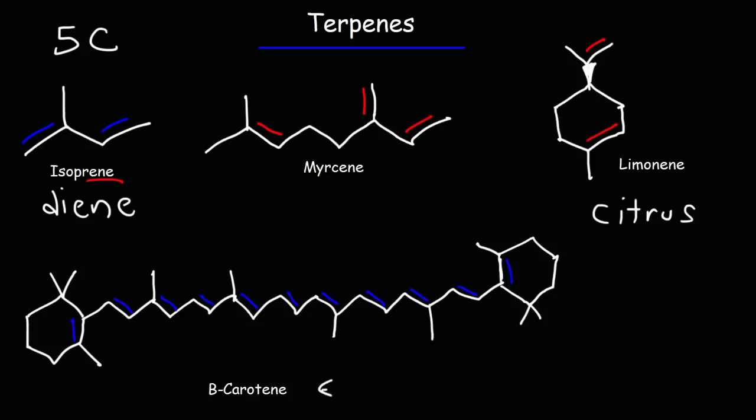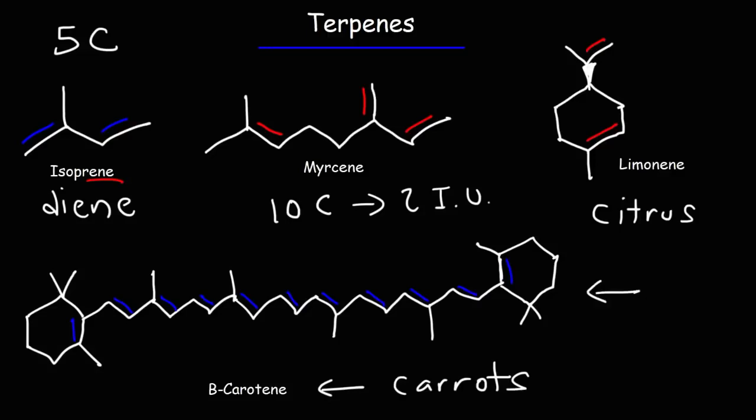And then we have beta-carotene. This is found in carrots. Myrcene has 10 carbon atoms, so therefore it's made up of 2 isoprene units. Terpenes typically have carbon atoms that are multiples of 5. Now here's a pop quiz for you, or a test question. How many isoprene units are needed to make beta-carotene? What would you say? What you need to do is count the total number of carbon atoms in beta-carotene.